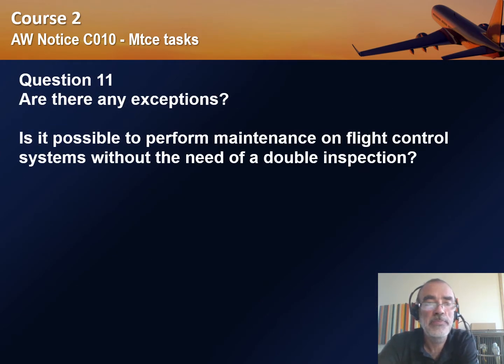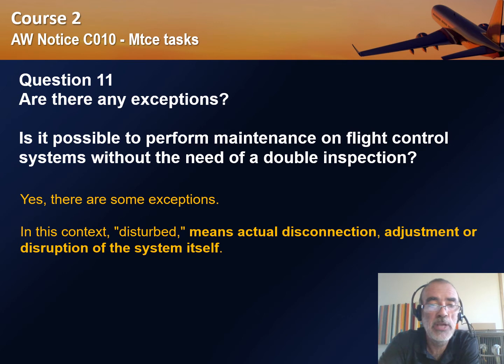Question 11. Are there any exceptions? Is it possible to perform maintenance on flight control systems without the need of a double inspection? Now, double inspection is a keyword in this. You'll hear that many times in the course. So can we do any type of work on the system without needing somebody else to come and do a double inspection?